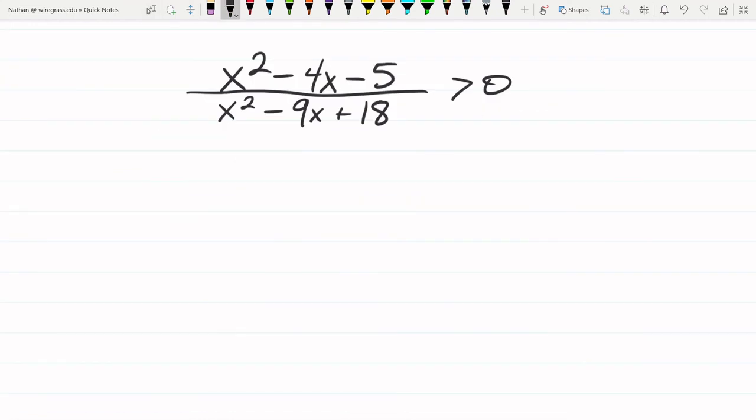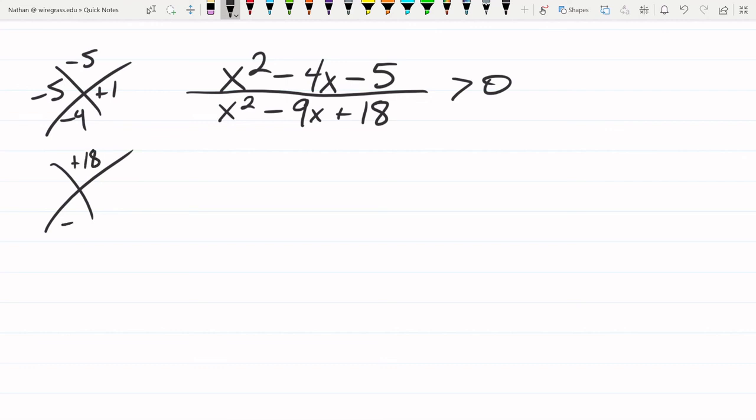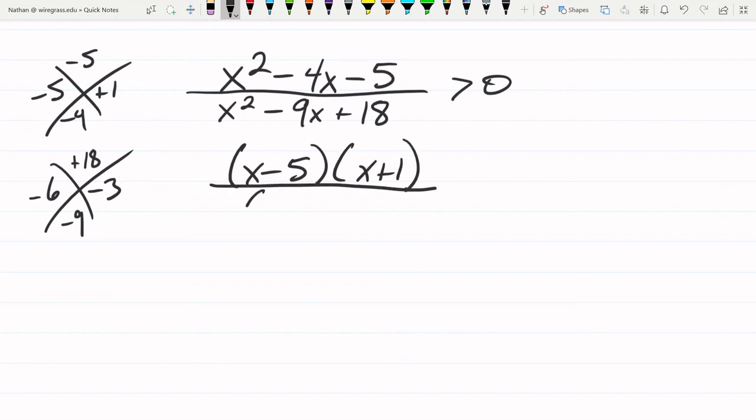All right, let's go ahead and factor the top and bottom. We have -5 and 1, which is going to be -5 plus 1. And that factors the top because a equals 1 here. The same thing is true for the bottom. We have 18 on top and a -9. That's going to give us -6 and -3. So on top we have x minus 5, x plus 1. On bottom we have x minus 6, x minus 3.